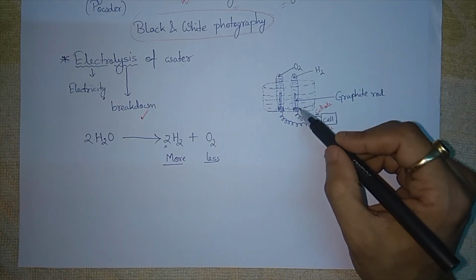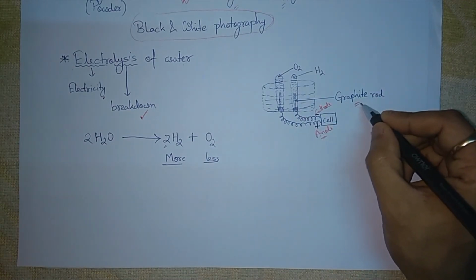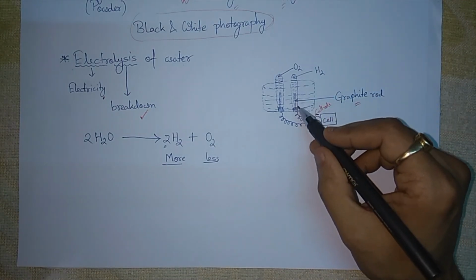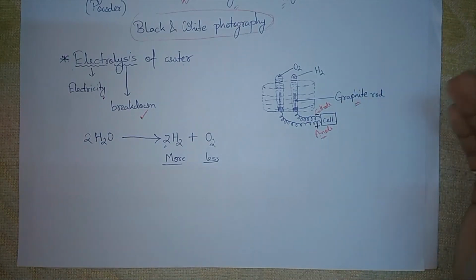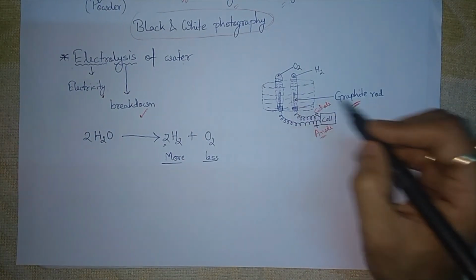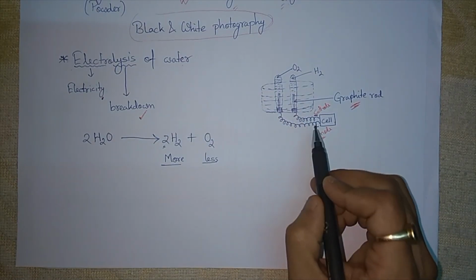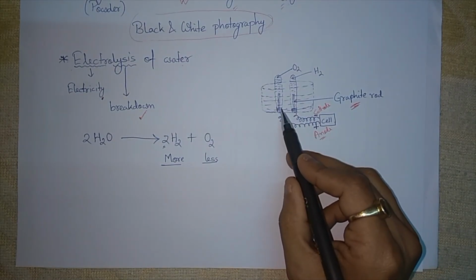These are graphite rods. This type of question has come in the HSLC final examination, asking what this substance is made of, so students should not ignore these things. These electrodes are made of graphite rod. This is the negative electrode, this is the positive electrode.